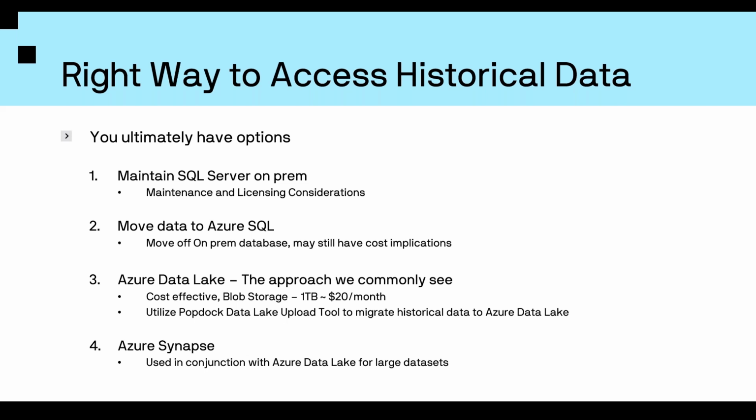As you can see, the third one down there is Azure Data Lake. This is the approach we commonly see people do, as we have a tool, which I'll be highlighting in a little bit, that essentially can move your historical data from your on-premise system to a data lake. If you're not familiar with a data lake, it's really just cost-effective blob storage that sits in the cloud. Roughly 1 terabyte of data comes out to about $20 a month in terms of storage costs, so it's very cost-effective. Data lakes also can really hold any types of data, but we'll be talking about the type that we move using our tool here shortly.